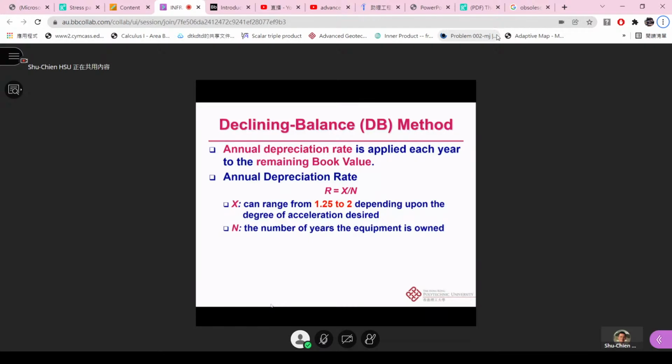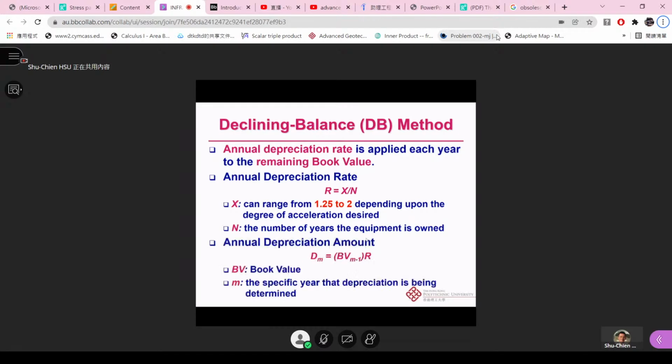So like I said, different kinds of equipment or assets may have a different degree or speed of depreciation. So this X can be based on some kind of assumption. It's probably some expert who is really familiar with certain equipment who can determine it. Or your company, if they have some previous records, may determine the X based on those records. And the N is still the number of years that the equipment is owned.